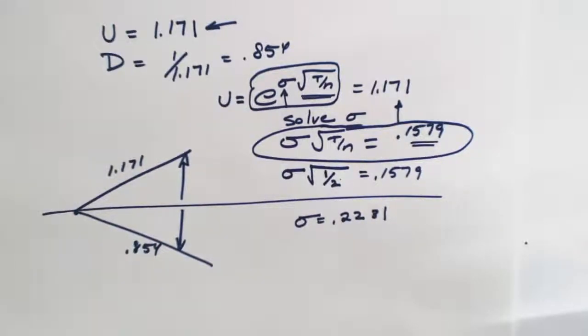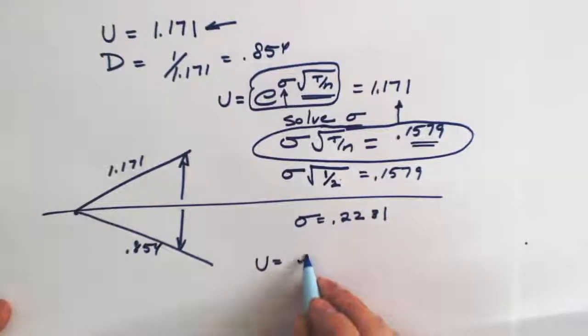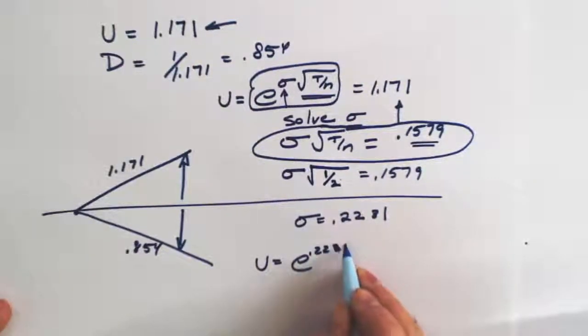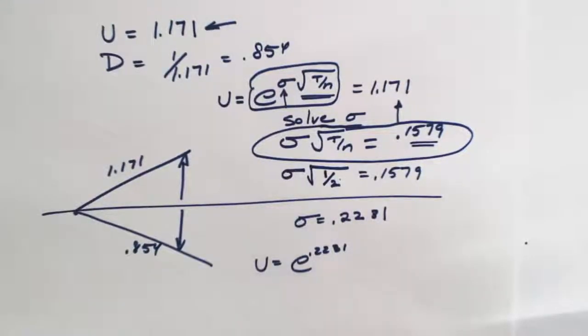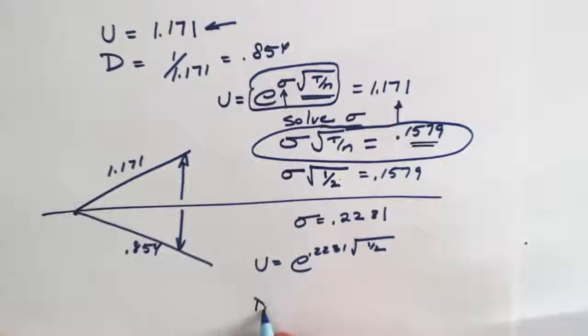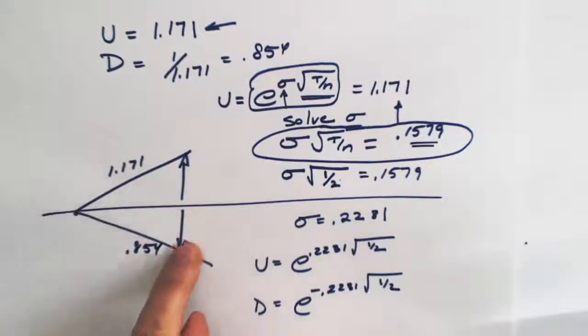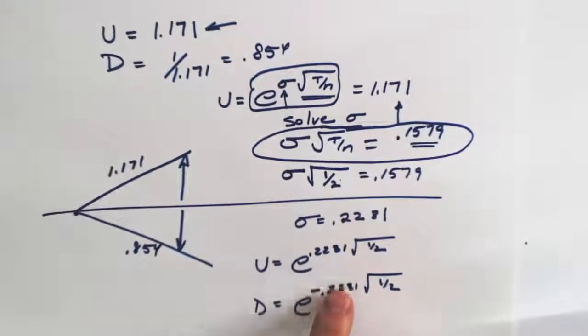Okay? And so what we're saying is, an up movement is a function of e to the 0.2231 times the square root of 1/2. And we're saying the down movement, which is the inverse, can be written this way: e to the minus 0.2231 square root of 1/2. And so, as I said, the size of these up movements and the size of the down movements are a function of this volatility that's built in.